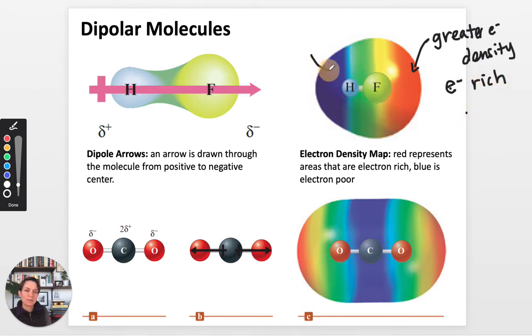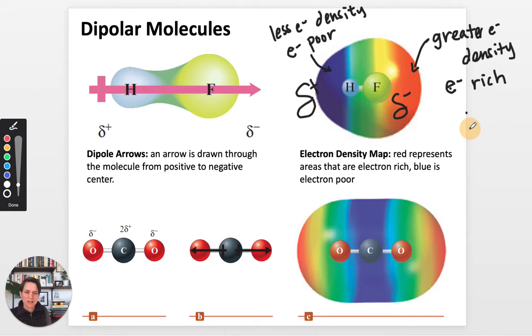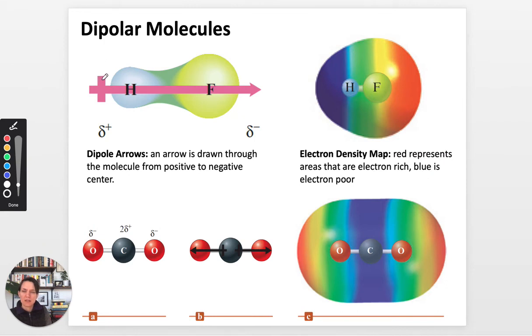Over here, our hydrogen in blue has less electron density. This would be electron poor. We've seen this throughout the semester. That's another way of designating that. So the way that we use dipole arrows is we always start with a plus sign, and that's going to show that part of the molecule that is slightly positive. Then you draw a line going through the nuclei to show the pull of the electrons towards that slightly negative sign.